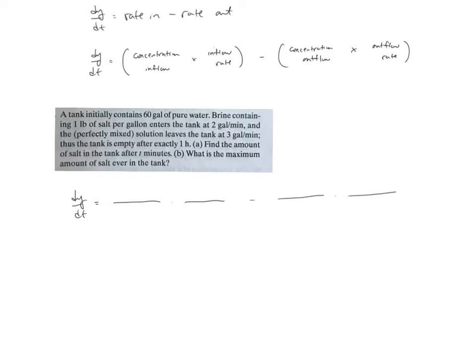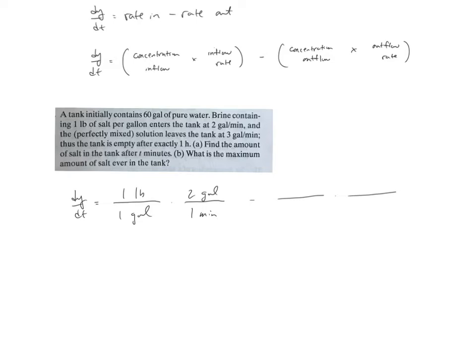Now, most of this information is going to come straight from the problem. We've got concentration inflow. So brine containing 1 pound of salt per gallon enters. So 1 pound per 1 gallon enters the tank at 2 gallons per minute. So our inflow rate is going to be 2 gallons per 1 minute.